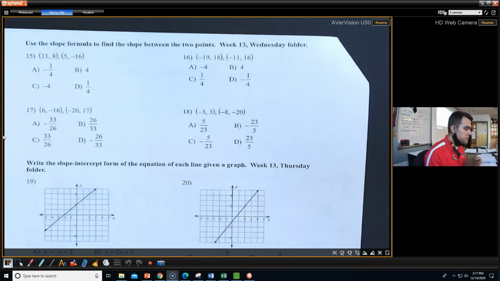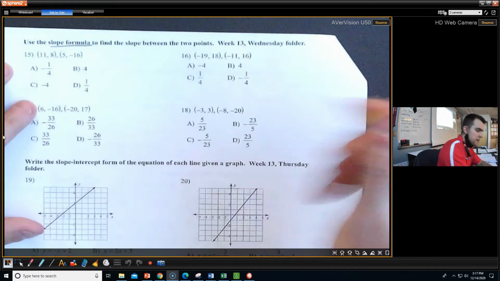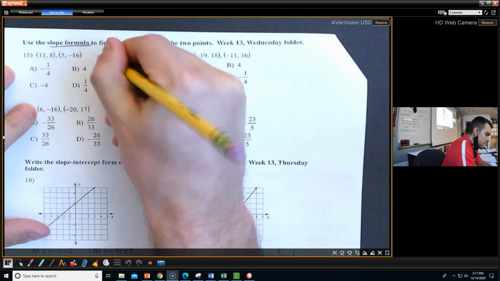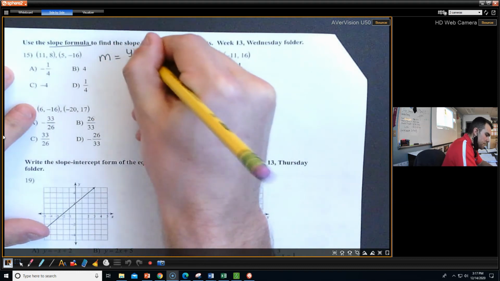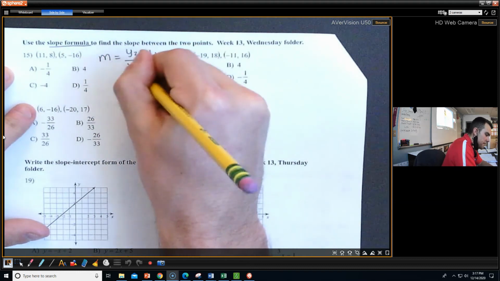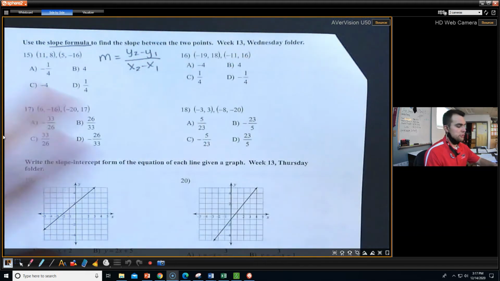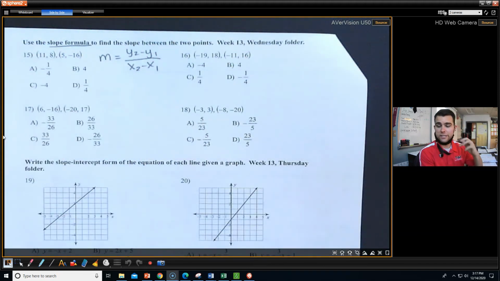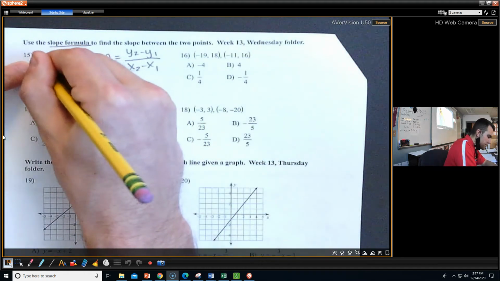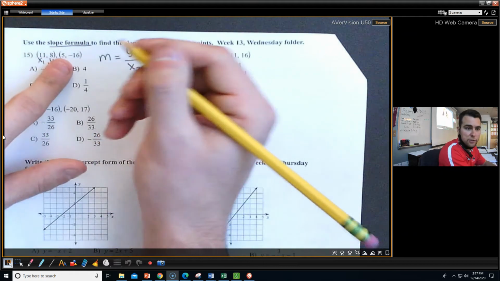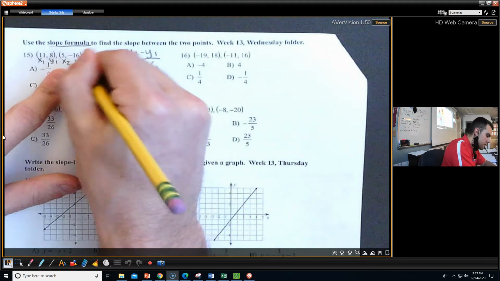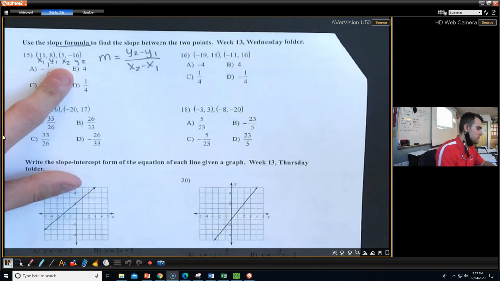So for 15 through 18, it says, use the slope formula to find the slope between the 2 points. That slope formula is m equals y2 minus y1 over x2 minus x1. Those x's and y's refer to coordinates of your points. So for example, if I look at number 15, I can label this x1, y1. I can label this point x2, y2. And now I'm just going to plug some stuff in.